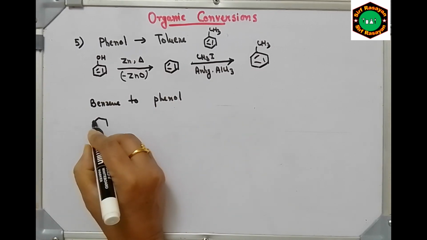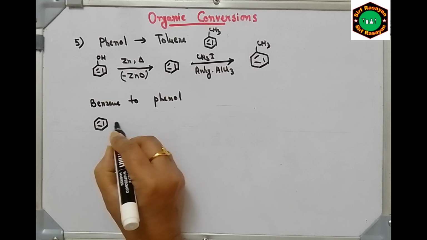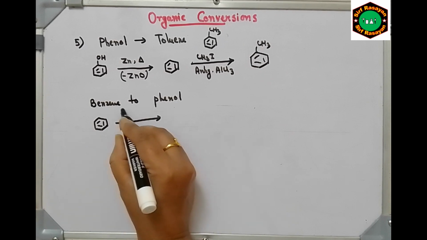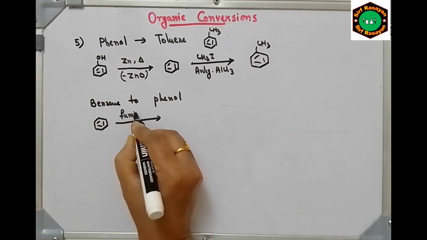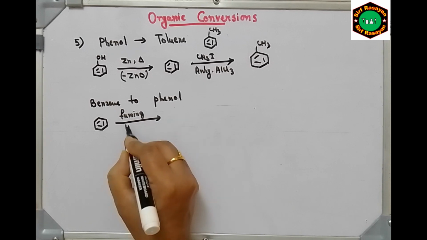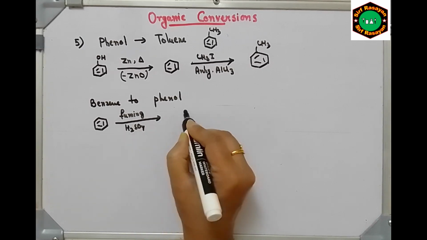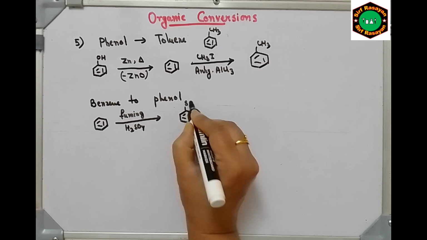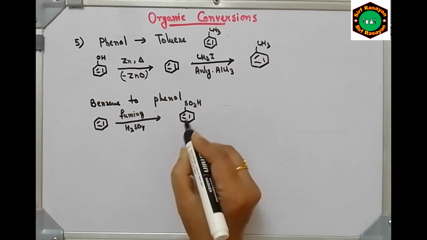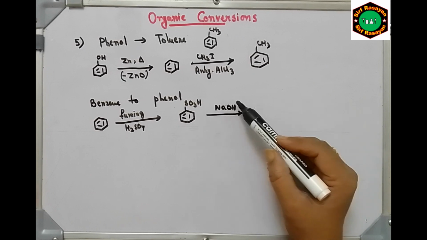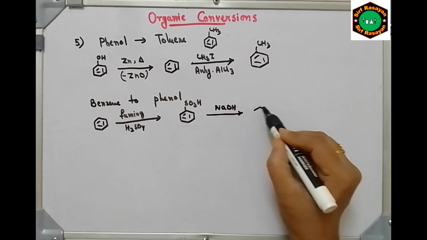Take benzene, do sulfonation with fuming sulfuric acid, you will get benzene sulfonic acid. You should write all the names. Once again I am telling. Okay. If you treat it with sodium hydroxide, what you will get?